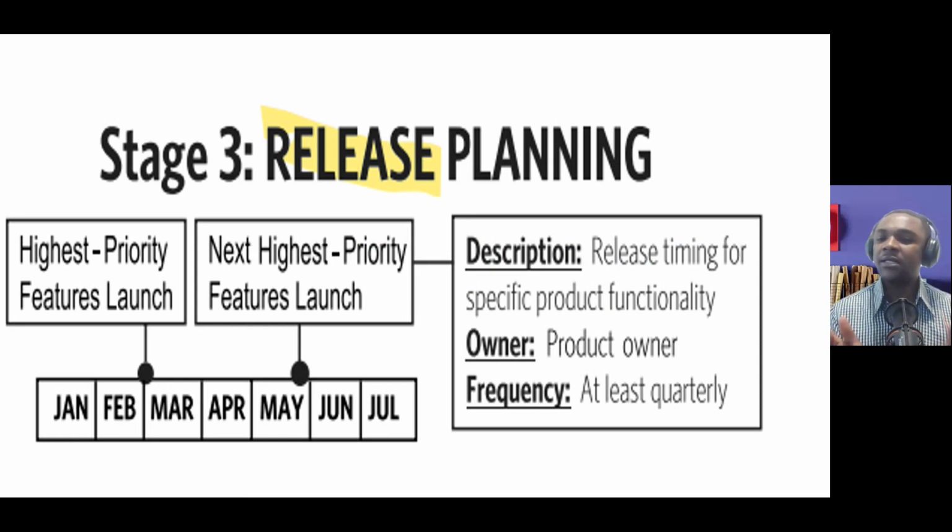So that final image here is a way of exemplifying what the release looks like. You see it below there: January, February, March, April, May, June, July. It's just an example, but you can see how the release occurs. It's February and May. So for this team, that is when the release happens.